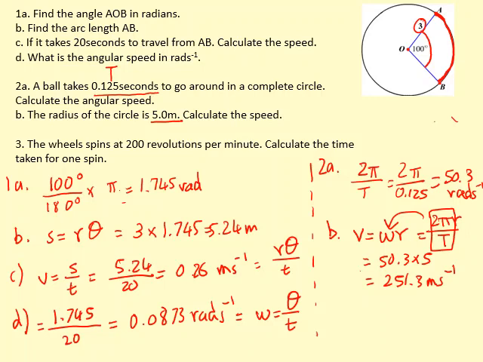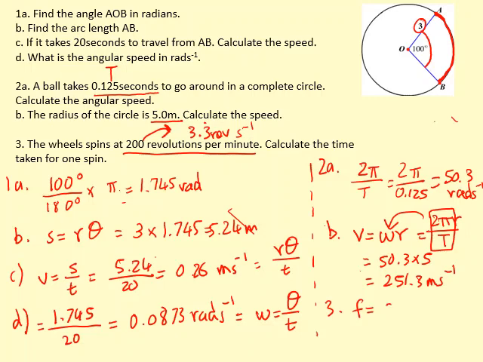Okay, right. And then the last question is question 3. 20 revolutions per minute. So how many revolutions is that per second? Well, because there are 60 seconds in a minute, you divide that by 60, you get 3.3 recurring revolutions, we call it revs, per second. That's actually the same as frequency. So frequency is the same as revolutions per second in this case.